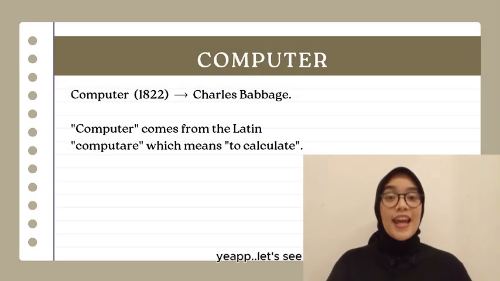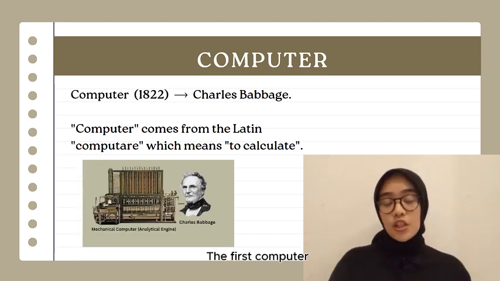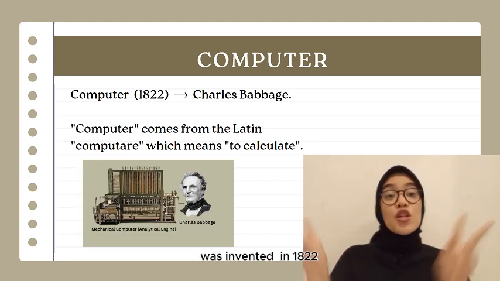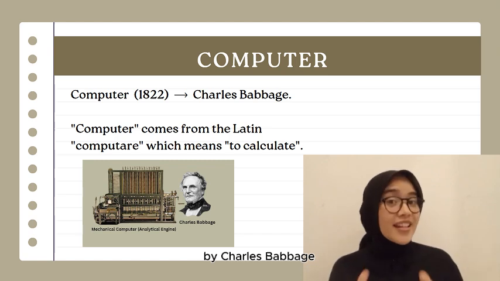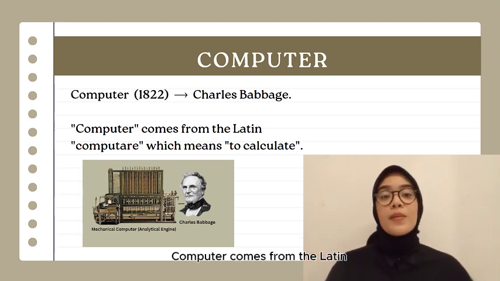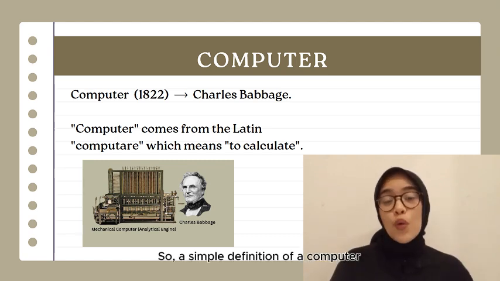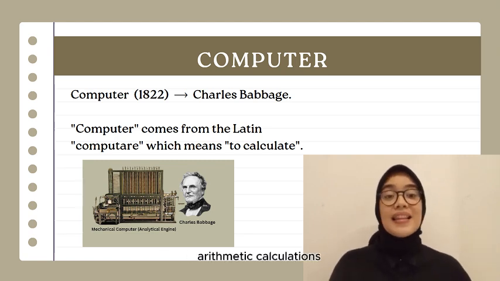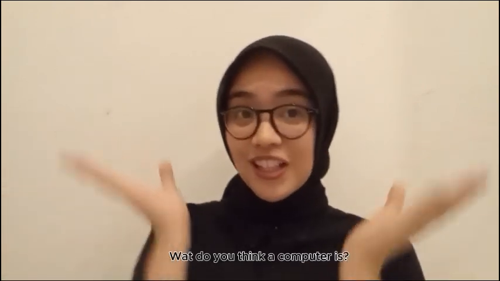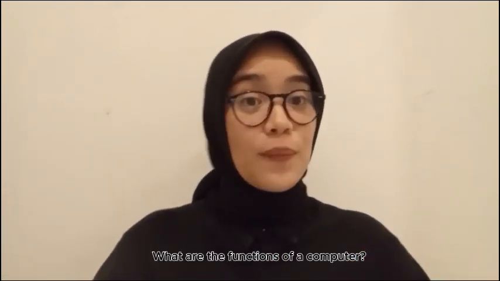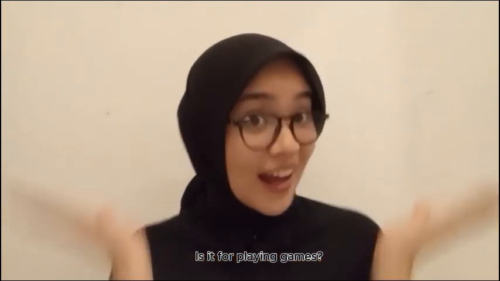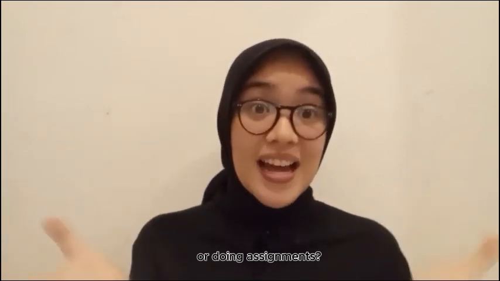The first computer was invented in 1822 by Charles Babbage. The word computer comes from the Latin computare, which means to calculate. So, a simple definition of a computer is a tool that can perform arithmetic calculations. What do you think a computer is? What are the functions of a computer? It is for playing games, watching, browsing, or doing assessments.